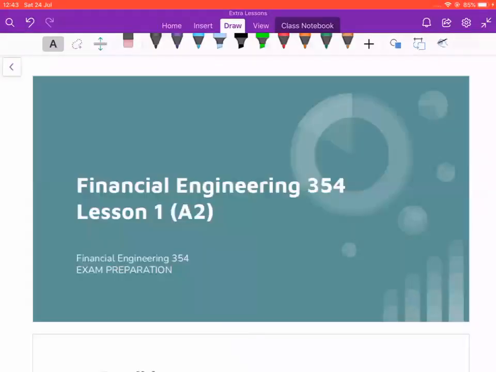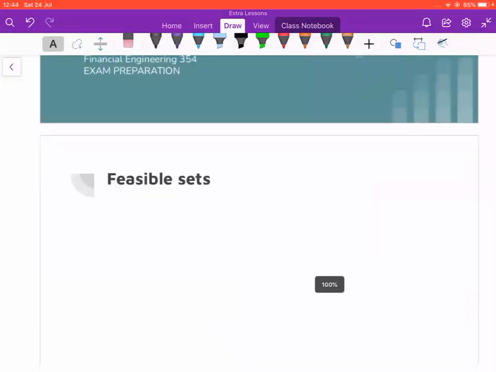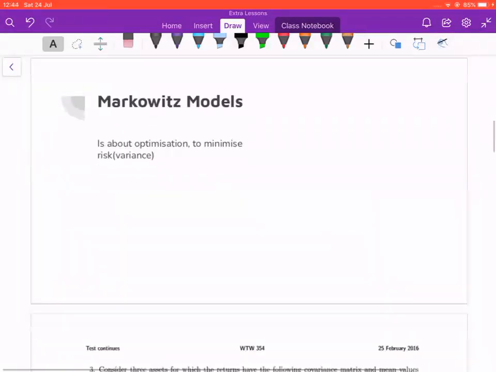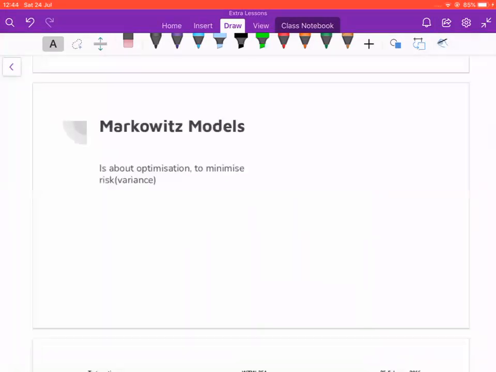Okay, so anyway, like I said, we're going to look at the Markowitz model, then we're going to look at two funded and one funded, and then we're going to do examples, and then we can move on to CAPM. In terms of the Markowitz model, we are trying to optimize so that we can minimize our risk.